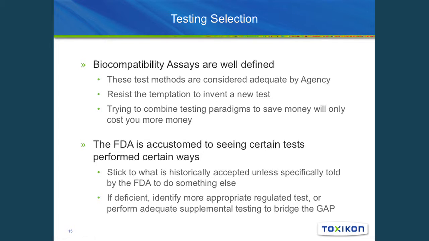So for the test selection, again, biocompatibility tests are very well defined. It's really important to consider what is adequate by the agency and resist the temptation to try to reinvent that test. They're very well accustomed to the tests. They're very well laid out in the 10993 and the technical documents. So you really want to avoid the, okay, well, I think if I do this just a little differently, it's going to be better for what my device is used for. As I said, the FDA is really accustomed to certain test structures, and you want to stick to what they have seen historically.